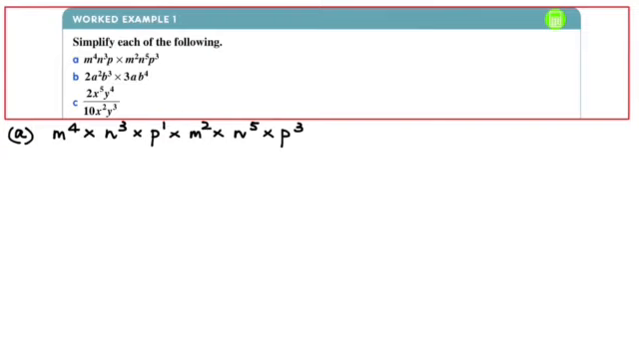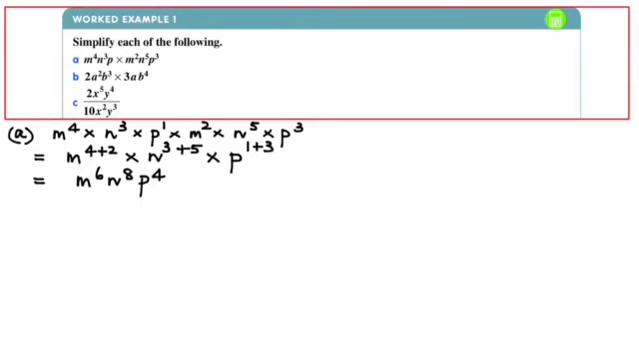And away we go. Now we have to look for the things that have the same base and use that index law. So we can say that's m to the, what is it? That's right, it's m to the 4 plus 2 times n to the, have a look, 3 plus 5 times p to the, how many? 1 plus 3. Okay, now let's simplify that. It's m to the 6 times n to the 8 times p to the 4, and we can dispense with the multiplication signs now that we're on safe ground here, and put a box around it, and Bob's your uncle.